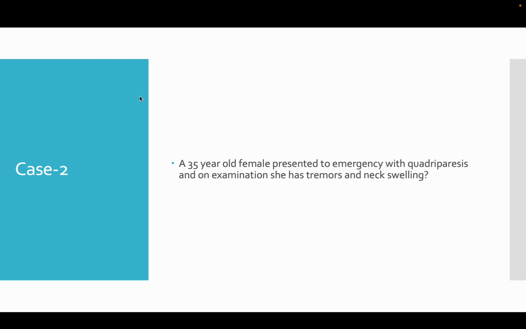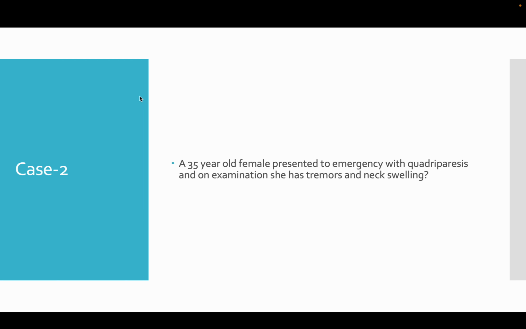A 35-year-old female presented to the emergency with quadriparesis. On examination, she has tremor and neck swelling. So this is one more case. A 35-year-old female presented with quadriparesis. When a patient has quadriparesis, you think neurologically, and some electrolyte disturbances are also a possibility. Since we already know this discussion is about hypokalemia, you might have thought this is a case of hypokalemic paralysis.